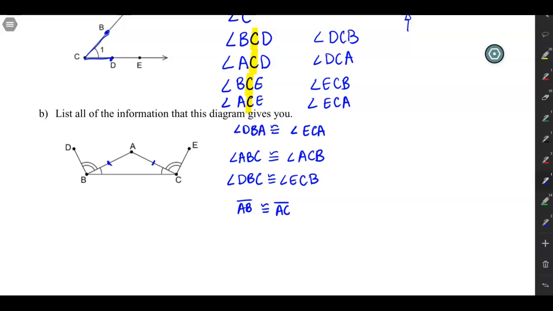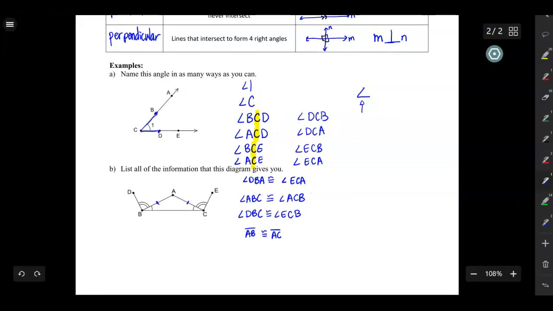Okay, and that is just a brief snapshot at some of the vocabulary that we're going to be using throughout the rest of this unit.